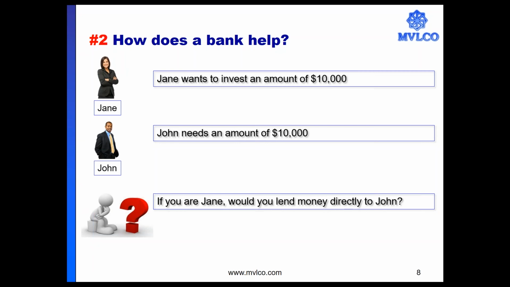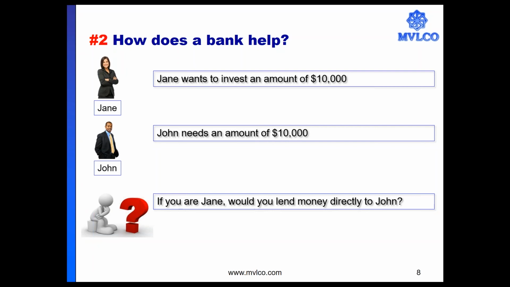The third point, here we have taken identical amounts. Jane wants to invest $10,000. John wants to borrow $10,000. But it is possible that Jane wants to invest an amount different than $10,000. Maybe more, maybe less, maybe $15,000, maybe $7,000, and John needs only $10,000. This is what I would call the amount mismatch. The amount the investor wants to give is different than the amount which the issuer wants to receive.